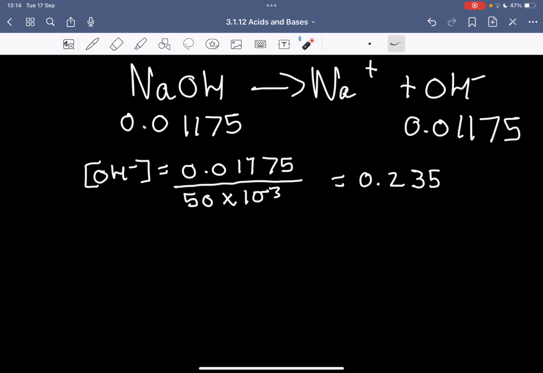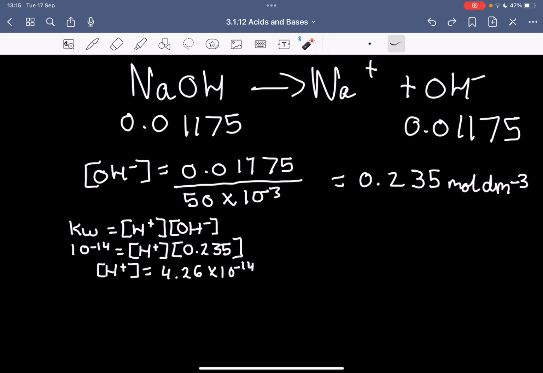Alright, so this is our value. Once again, this volume comes from the total volume. And I've divided it by 1,000 or times it by 10 to the minus 3 to convert it into decimeters cubed. So now we have moles per decimeter cubed. Now we can sub this into the Kw expression to work out our H plus concentration.